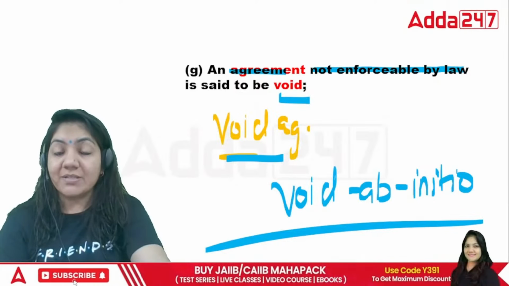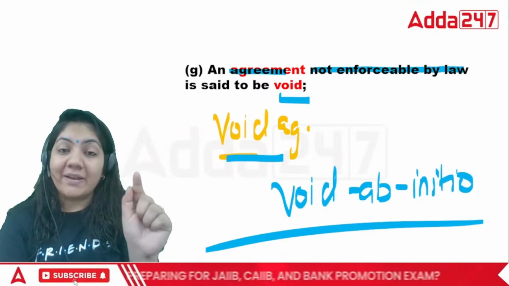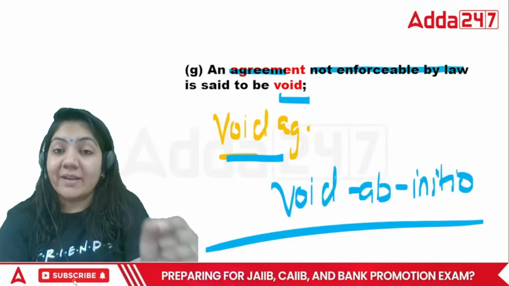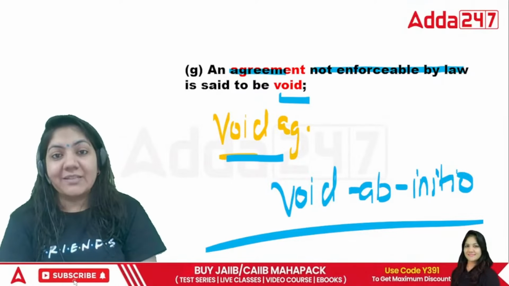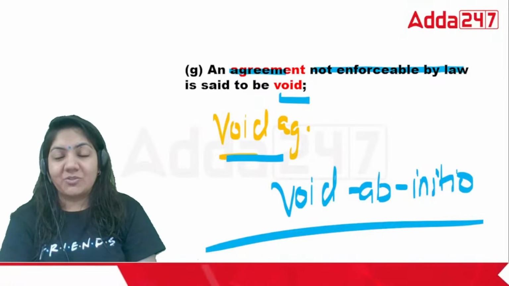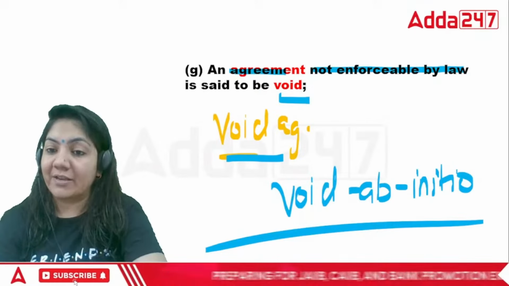Suppose a minor is doing the contract. A minor will not do a contract, ma'am. If a minor starts an agreement, that agreement is void ab initio. Is that clear? So an agreement not enforceable by law is said to be a void agreement.